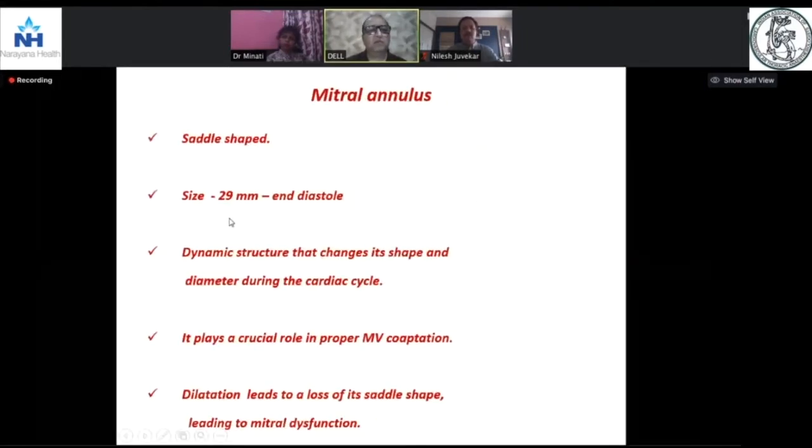Now, the size would be about 29 plus or minus 6 millimeters in end diastole. It's basically a dynamic structure which changes its shape during each cardiac cycle. Now, dilatation of this annulus may lead to loss of its saddle shape, which may lead to mitral valve dysfunction depending on whichever the disease it is.